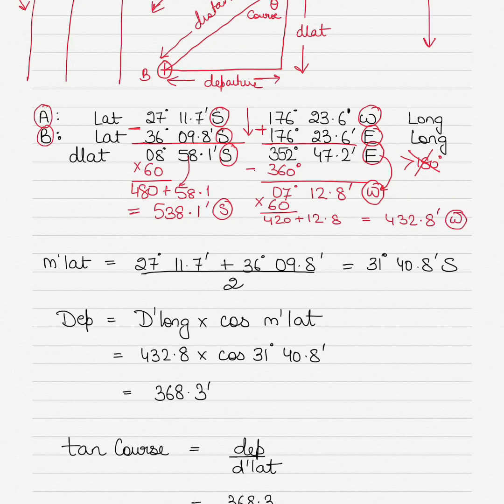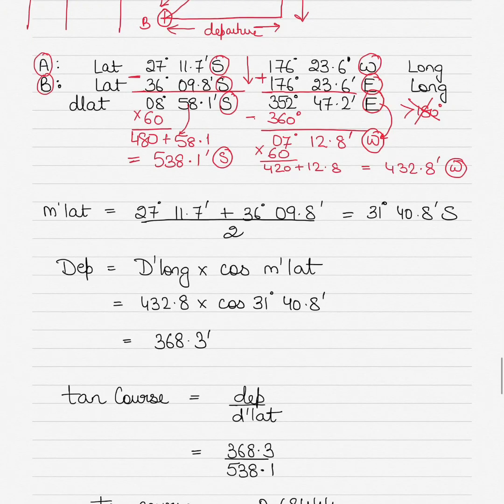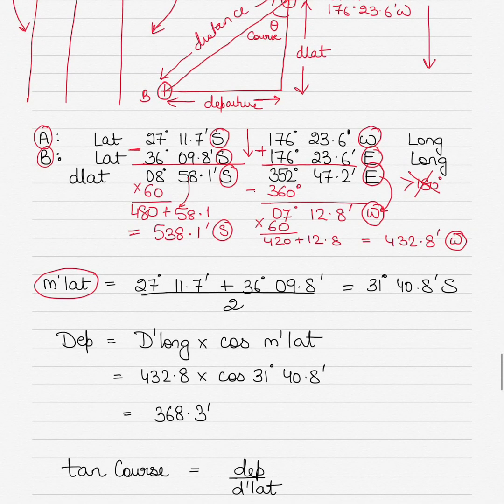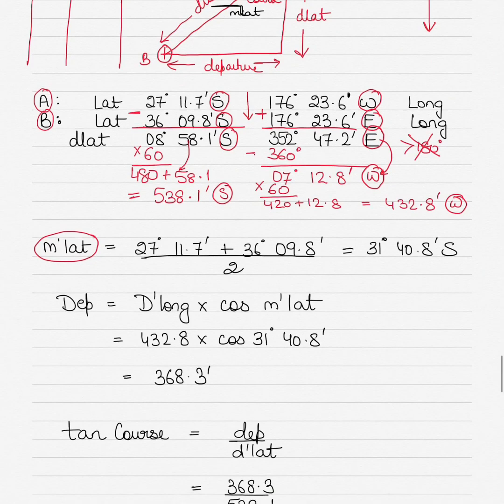Now that you have your dlat and dlong, you have to calculate your mlat. Your mlat stands for mean latitude. Mean latitude is basically finding the mid position between A and B. Because we cannot use either the latitude of A or B for our calculations, we use a midpoint. The midpoint is somewhere here. Let's say this is mlat. We have explained why all this is so in my previous videos, so make sure you watch that.